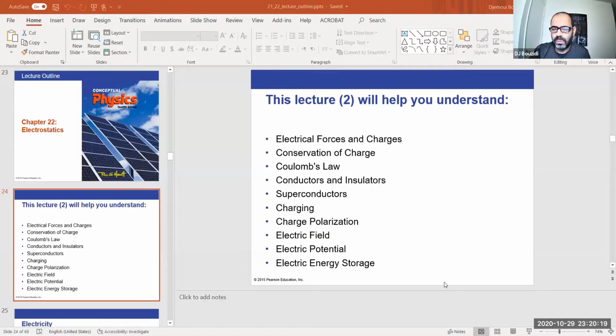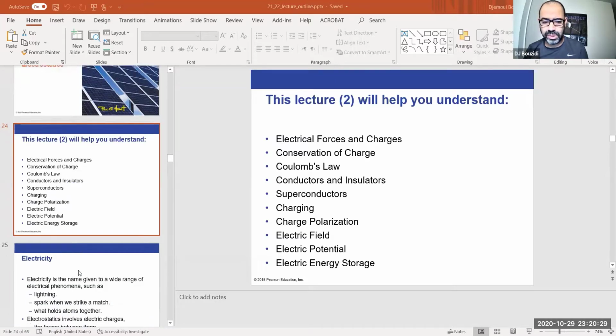So let's continue with this, which we're going to be covering in the case of electrostatics. Of course, we're not going to hit it from the get-go all the way through; we're going to introduce it little by little. So for the electrical forces and charges, we're going to talk about the force itself, and the conservation of charge.